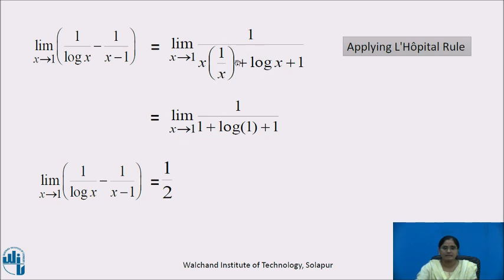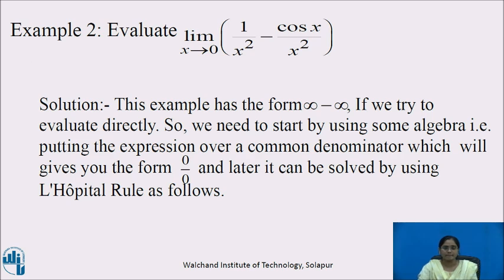Now simplifying this, you are getting 1 upon 1 plus log x plus 1. Now put the limit: 1 upon 1 plus log 1 plus 1. Log 1 is 0, hence I am getting the limit as 1 by 2. So limit x tends to 1, 1 upon log x minus 1 upon x minus 1 is equal to 1 by 2. I hope you have understood the procedure. Now we'll see the next example for more clarification.